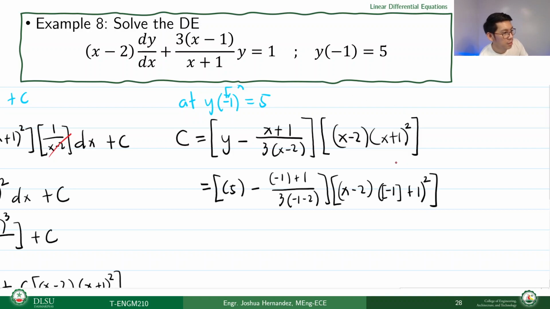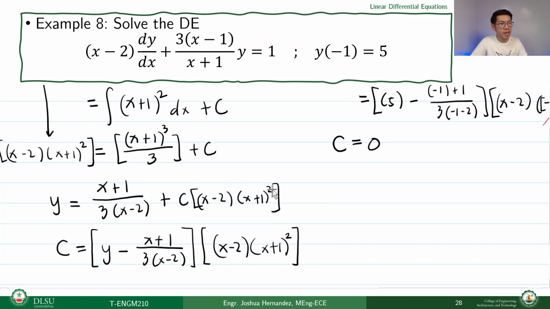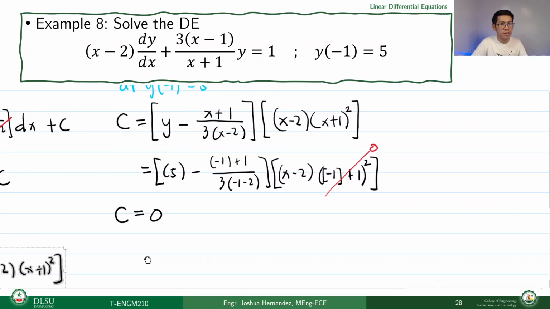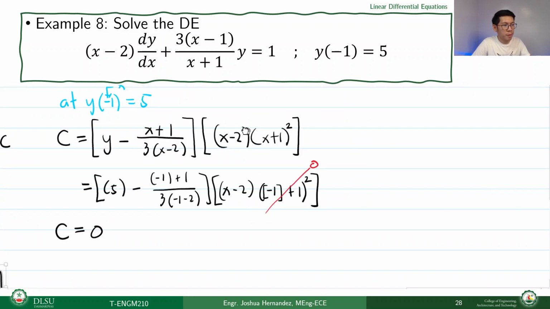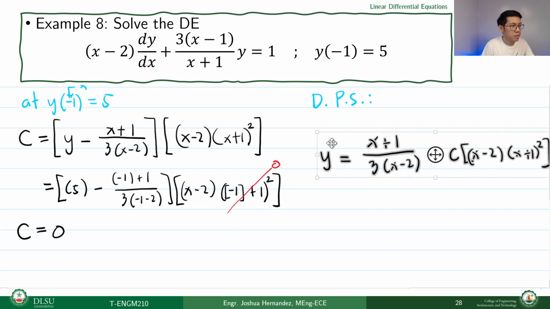No? Simula dito pa lang, finish na, no? Finish na. Negative 1 plus 1 is obviously 0. Raised to 2 pa. So this is entirely 0. And then anything you multiply to 0 will be equivalent to 0. That's why c is equal to 0. Yan. Now that we have c, we can substitute it back to our equation, which is this equation y. Let's copy that. Let's go back here. So actually here. So for our particular solution, we have this equation here.